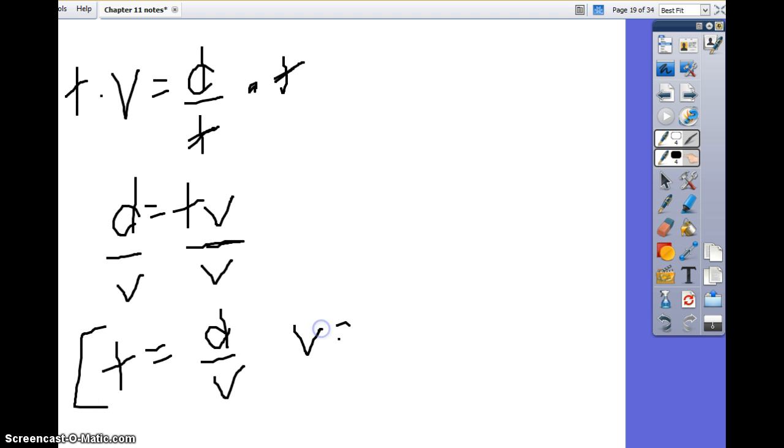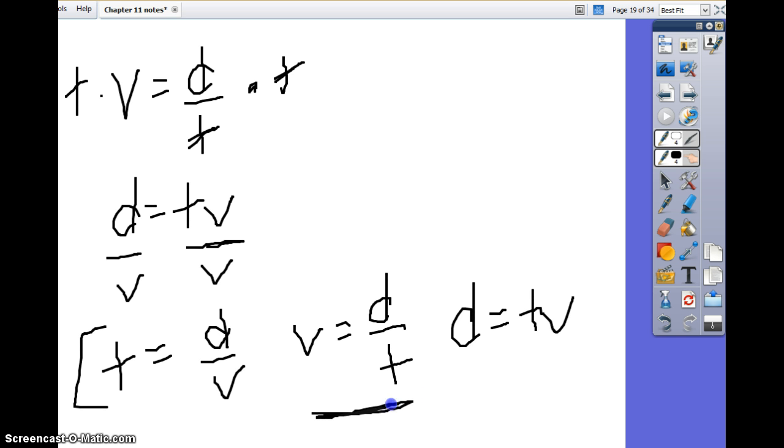So the three equations that you should have in your notes: you should have v equals d over t, d equals tv, and t equals d over v. Those equations in your notes you need to have. The first one will be the one I give you on the test. The other two I will not give you on the test. So we're going to do 3 example problems and then we'll be done.